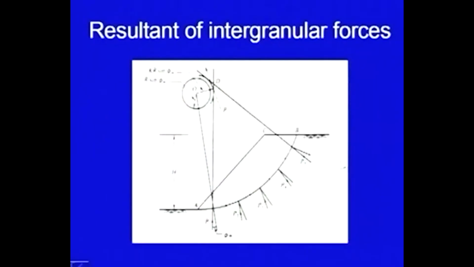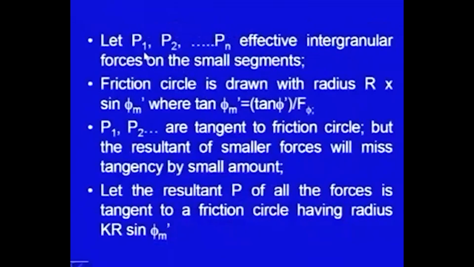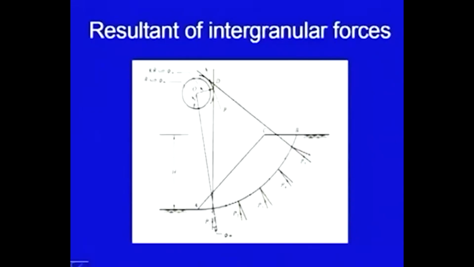Now, let us come to the resultant of intergranular forces. Let P1, P2, Pn be the effective intergranular forces on small segments. These are very small segments we have taken, and the effective intergranular forces, the frictional component, this is P1 here, P2 here, P3 here, and so on.